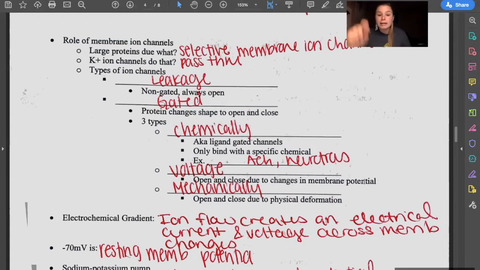Then we have mechanically gated ion channels, which open and close due to physical deformation. We will look at that. So if something changes, remember we said structure equals function. So if the structure changes, the function changes, and it's going to do something else.